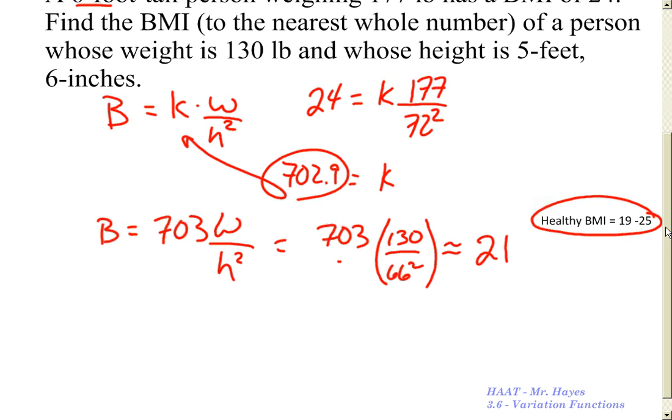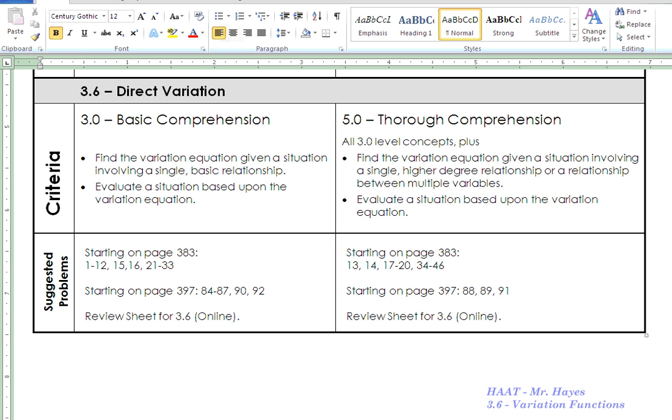Now, in terms of the rubric here, the rubric for direct variation is for basic stuff. You're going to be doing variation equations from a situation involving a single relationship. So it's either going to be two variables, either direct or inverse, and then you're going to be able to evaluate the situation based upon that. So in other words, here's the situation: write the equation, and then give me what's going on. For a 5.0, you need to do the 3.0 level stuff, plus then you're going to have to deal with variables where you have higher powers, and or there's going to be multiple variables that you're going to have to deal with. And then again, pull that out of a situation and go from there.